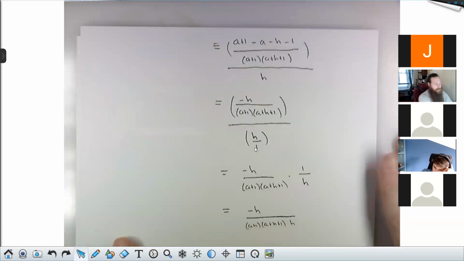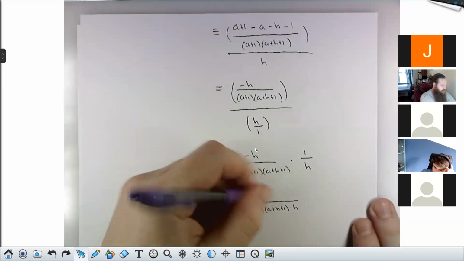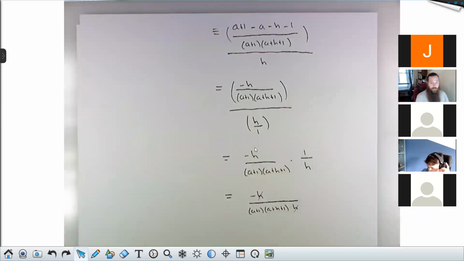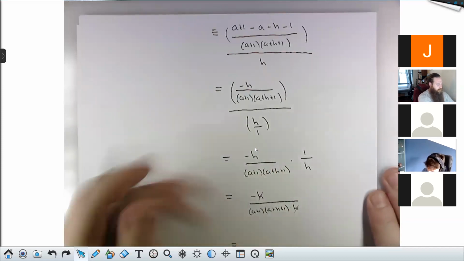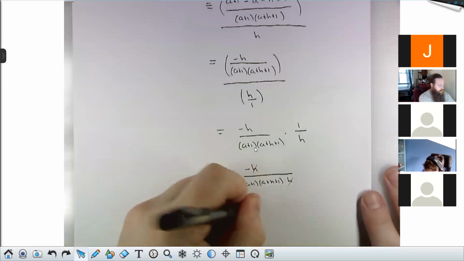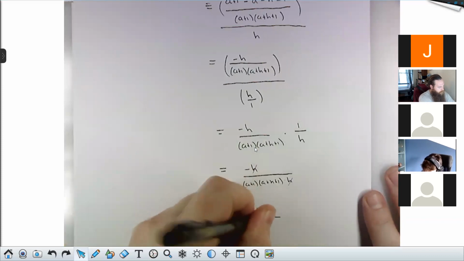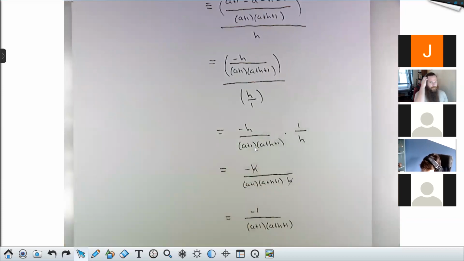And now you have a common factor of h in the top and bottom. The top is negative h. The bottom is a plus 1 times a plus h plus 1 times h. So you can cancel those guys. When you cancel the negative h and the h, the top becomes negative 1. Downstairs you have now a plus 1 times a plus h plus 1. And that's how these are done.